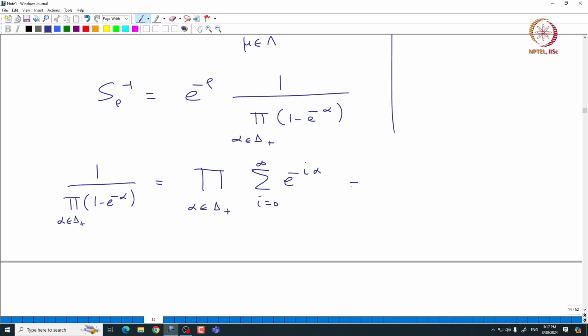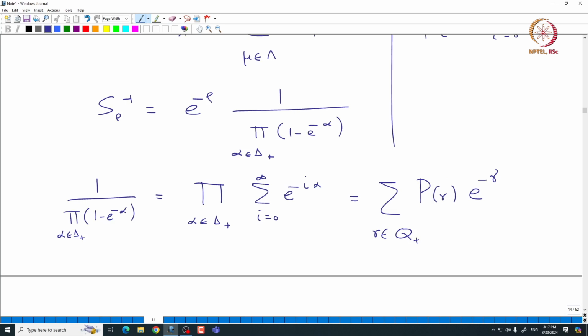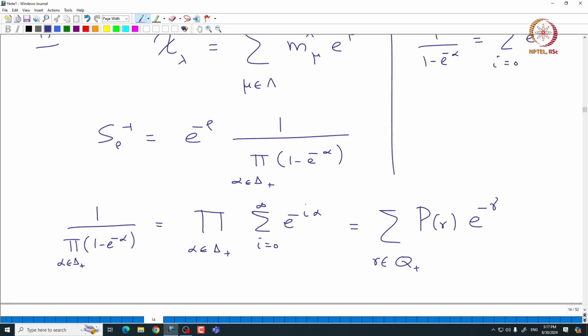So, that means this is going to be exactly equal to, if I fix some minus gamma, then this is going to be p of gamma, where gamma runs over Q plus. If you think about it, we are taking the product among all this summation. If you fix gamma, then you want to write that gamma in terms of this sum of positive roots, and the number of ways you can write it will be the coefficient of this e power minus gamma in this product.